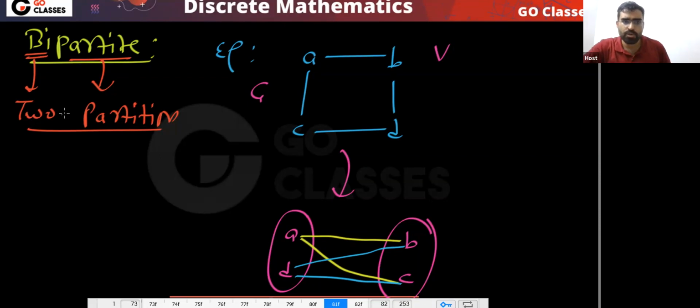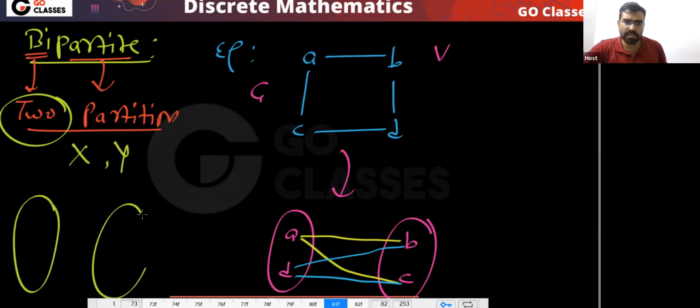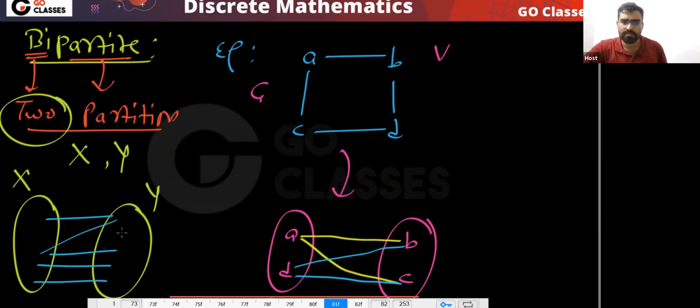Bipartite graph means you can create two partitions x comma y such that there should be no edge here, and no edge here. If you have edges, then they should be between the parts. All the edges must be between the parts. You can partition the vertex set into two parts.